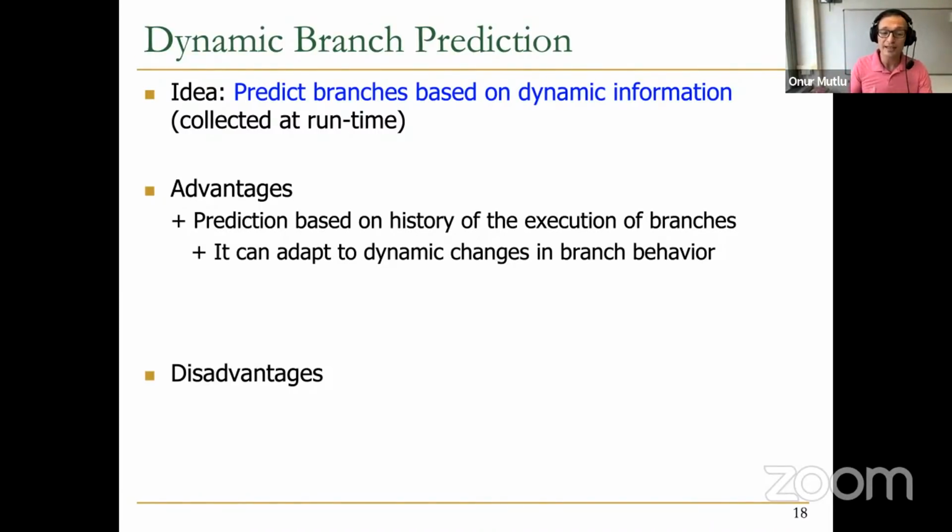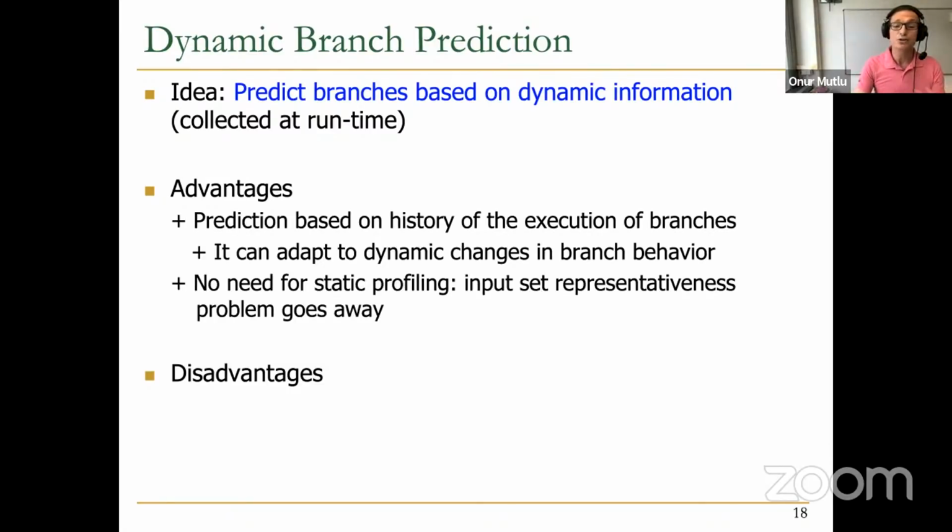So if you can learn the history better, then you can adapt to dynamic changes in branch behavior much better, as opposed to using static techniques that are based on a single hint bit. And there's no need for static profiling also, because profiling is done dynamically, naturally, while the program is executing on the data set that the program is currently dealing with. You're not dealing with some other data set that you don't know whether is representative of the execution time. You're basically dealing with the current data set. So the input set representativeness problem goes away with dynamic branch prediction.